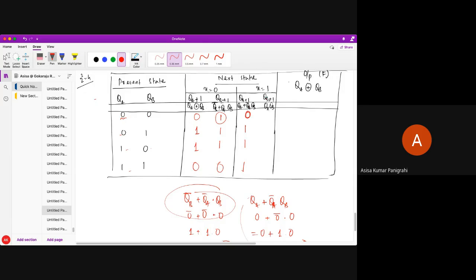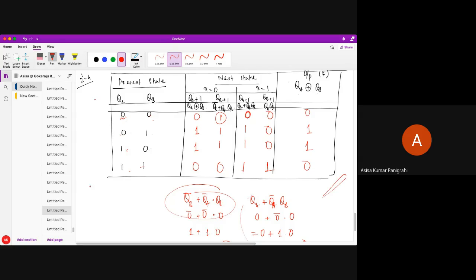Next, Q_B plus 1. Q_B plus 1 is Q_A and Q_B. Q_A and Q_B means 0 0 is 0, 0 1 is 0, 1 0 is 0, 1 1 is 1. Simple. Next you need to find out the outputs. Q_A XOR Q_B. You know that XOR gives 0 XOR 0 is 0, 0 XOR 1 is 1, 1 XOR 0 is 1, 1 XOR 1 is 0. Over. So this is your transition table, students.